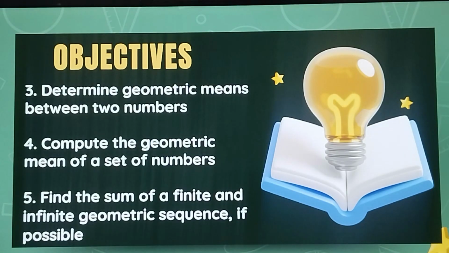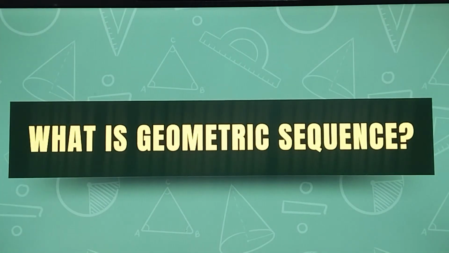The third is to determine the geometric means between two numbers. Fourth is to compute the geometric mean of a set of numbers. And lastly, fifth, find the sum of a finite and infinite geometric sequence if possible. So first is, what is a geometric sequence?